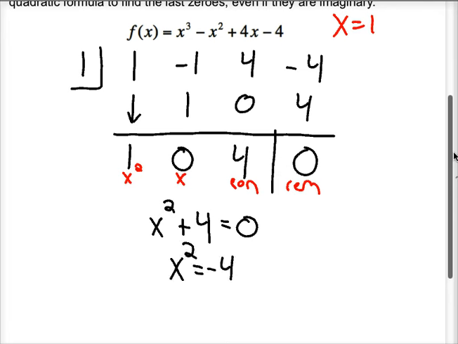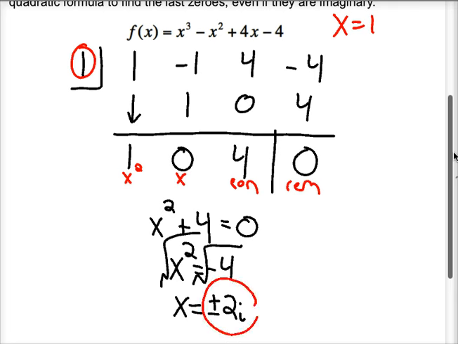Subtract 4, square root both sides. Well, square root of negative 4. Remember, when you square root in an equation, you get plus or minus. Negative 4, don't forget the i because you're square rooting a negative. So I have a solution of 1 and a solution of plus and minus 2i. Now, I want you to think about that, plus and minus. So really, that is 3 solutions.